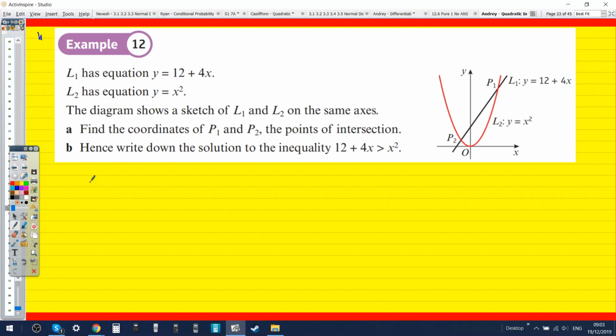So because it's x squared, it hits off like the x-axis. Do I just need to sub in 12 plus 4x into x squared? Yep. Okay, and then that'll be.